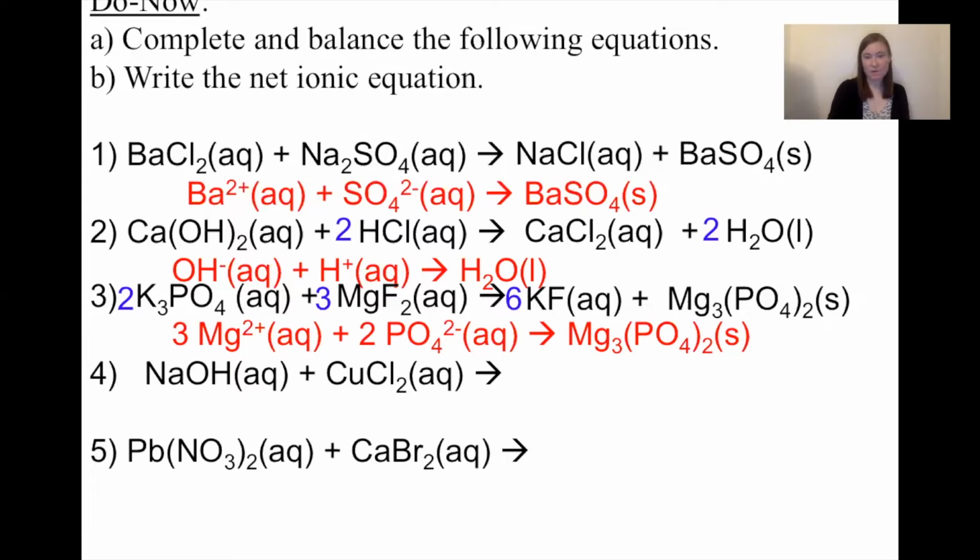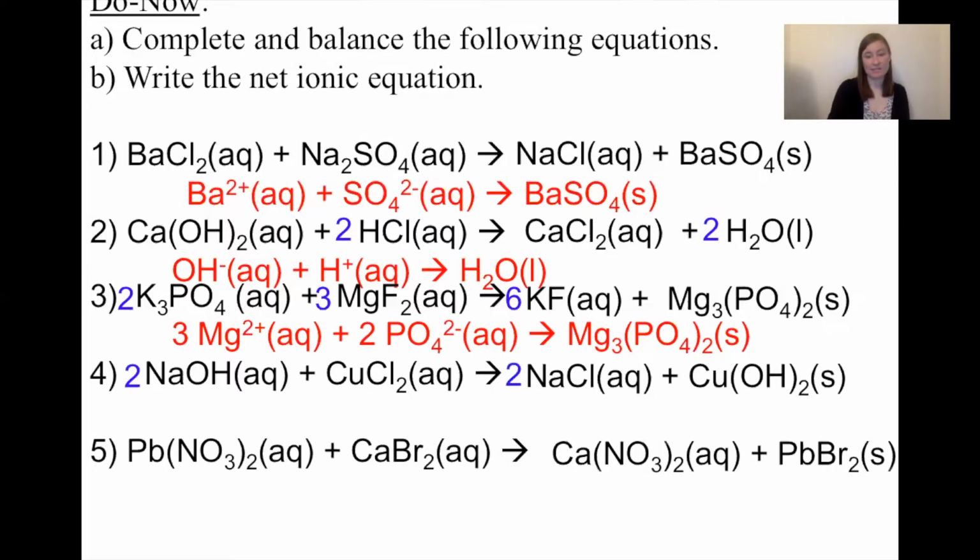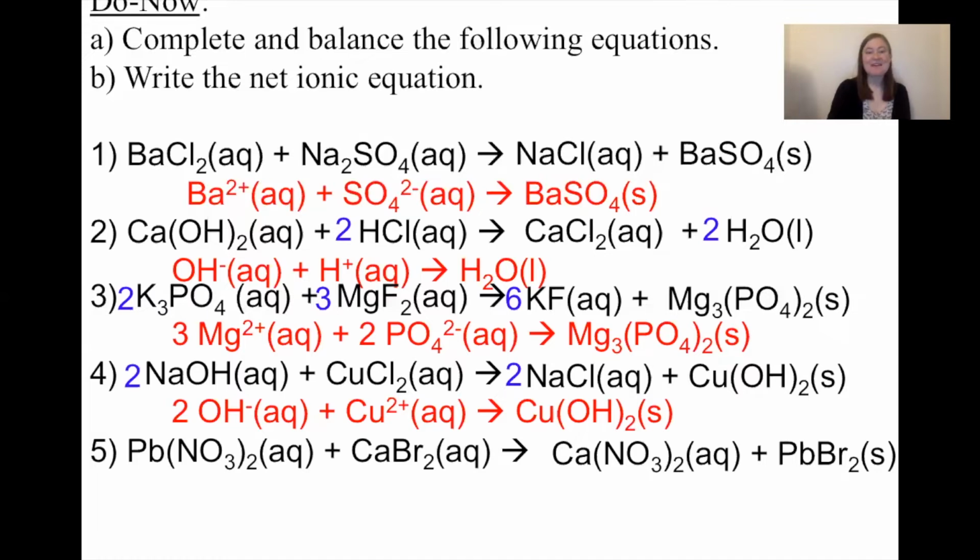For number 4, we're going to form sodium chloride and copper hydroxide. Again, sodium chloride's soluble, so the other one must be insoluble. We can go ahead and balance that. And then our net ionic equation is forming the solid. There we go. Oh, that came out of order. Whoops. And then for number 5, we've got calcium nitrate and lead bromide. Right, there's our net ionic equation.